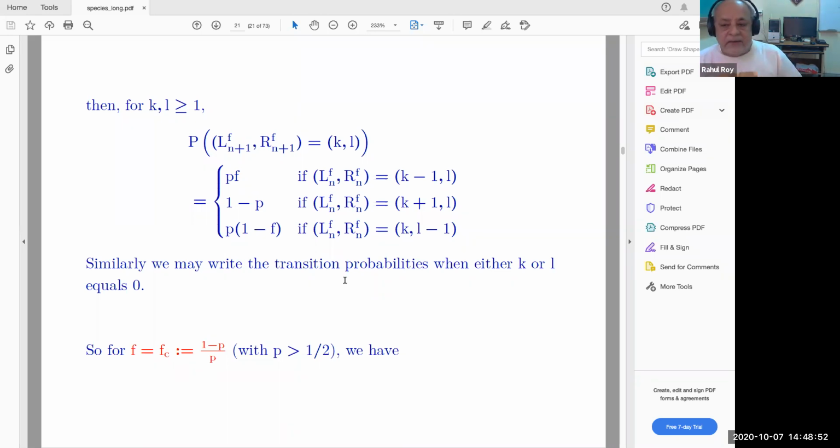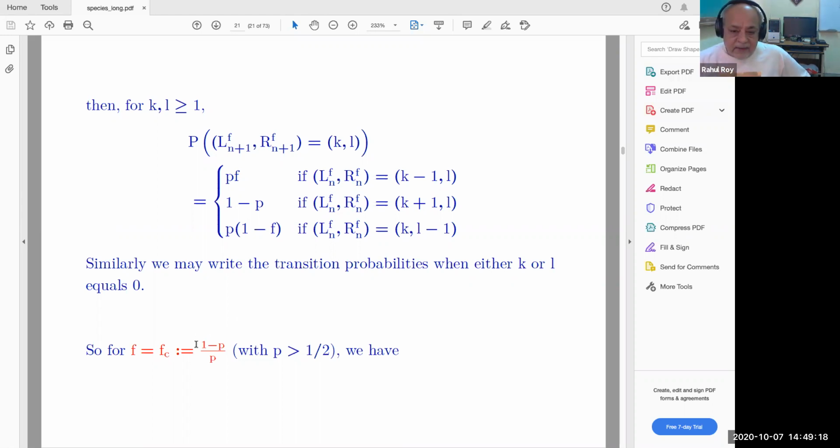And we can write the transition distribution also when k or L equals 0, because when k equals 0, then there can be a death from the right. But when k and L are both zero, then nothing happens. If there's a death, then nothing happens. They have to wait for a birth to happen.